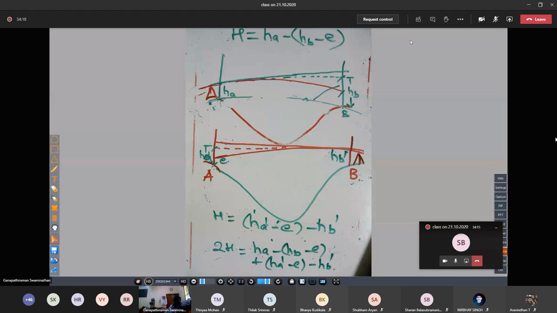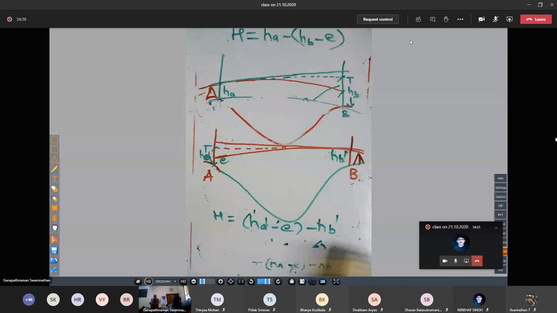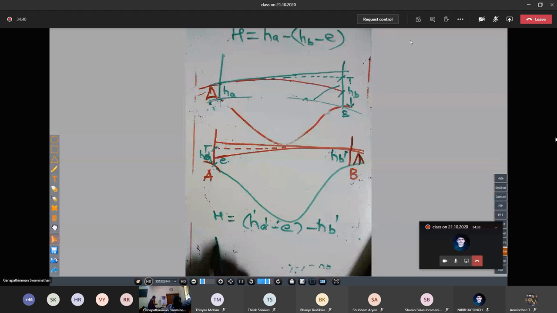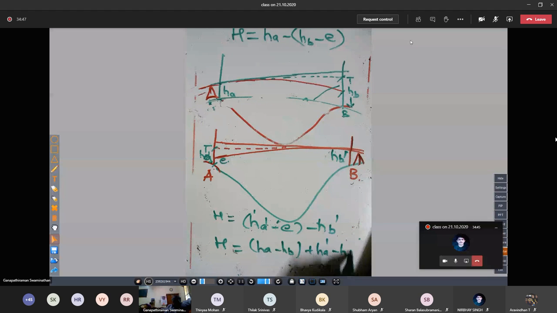Okay. So this is a plus E and minus E. This will cancel out. What is the resulting value, what do you get? HA plus HA dash minus HB plus HB dash. So you get H is equal to HA minus HB plus HA dash minus HB dash divided by 2.